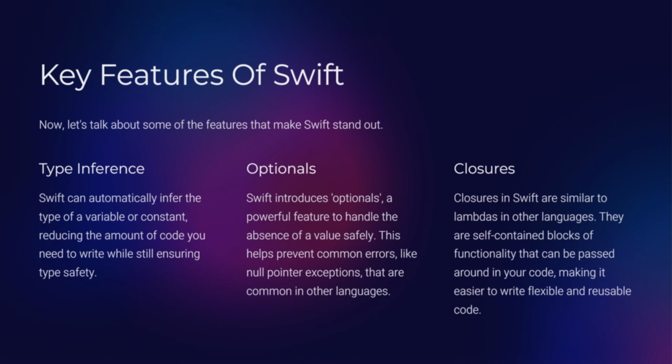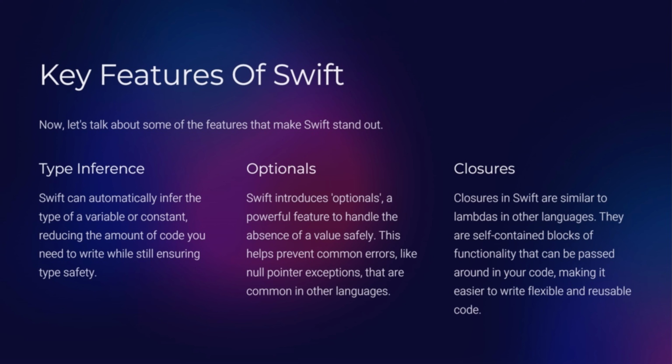Now let's talk about some of the features that make Swift stand out. Type inference. Swift can automatically infer the type of a variable or constant, reducing the amount of code you need to write while still ensuring type safety. Optionals. Swift introduces optionals, a powerful feature to handle the absence of a value safely. This helps prevent common errors like null pointer exceptions that are common in other languages.